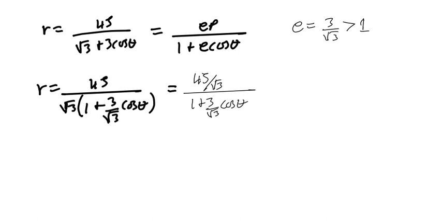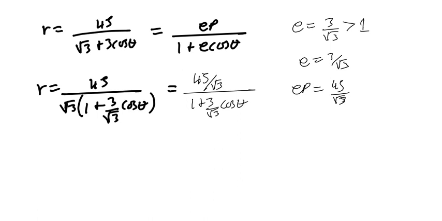So the next one is saying find the equation of the directrix. So how you find the equation of the directrix is also very simple. You just look at this numerator here. So the p is going to give me the equation of the directrix. So since I've determined that the eccentricity is equal to 3 over root 3, meaning my EP is equal to, you just pick what you have here, which is this one here. So this one is equal to 45 divided by root 3.